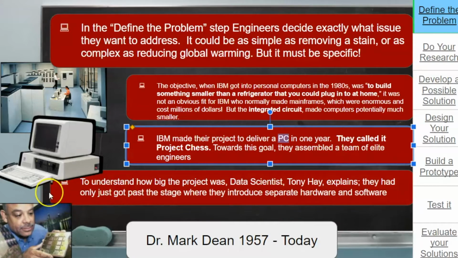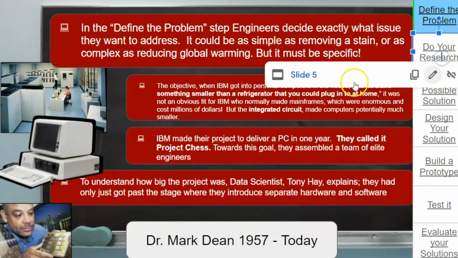To understand how big the project was, data scientist Tony Hey explains they had only just got past the stage where they introduce separate hardware and software. So this is a very difficult idea and concept to start to get into. PCs really weren't there yet. And by the way, this little sidebar goes through the steps of the engineering process and allows you to go ahead and see exactly what step we're talking about on the slide, and also navigate. So I'm going to navigate to the next step.